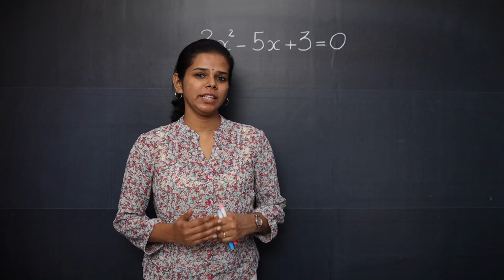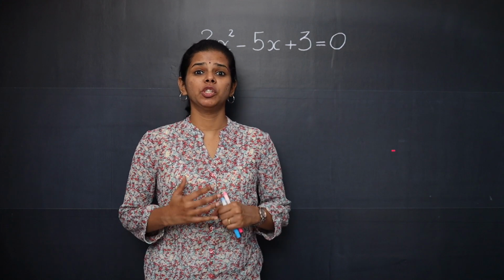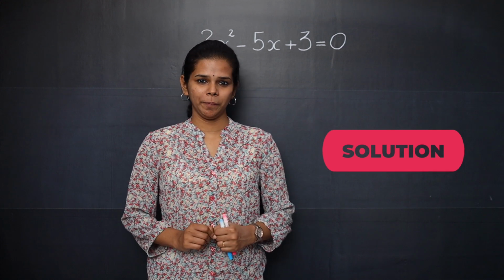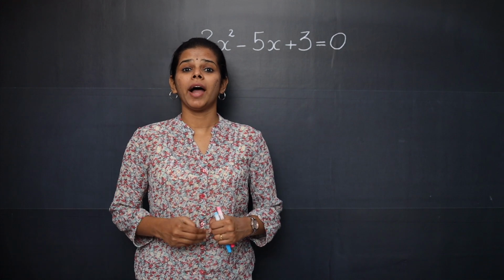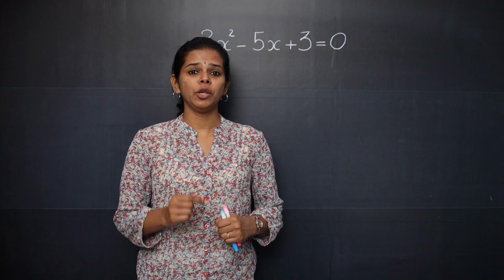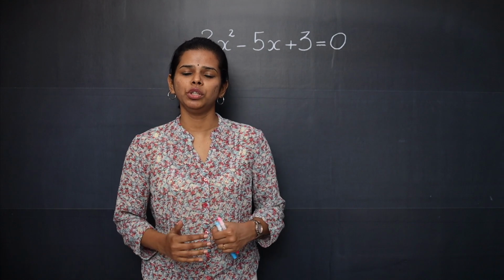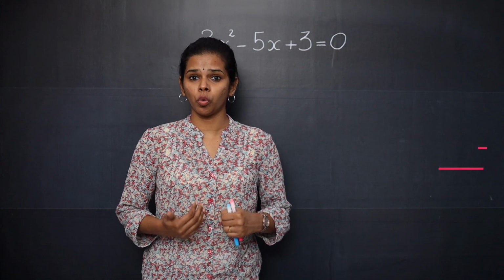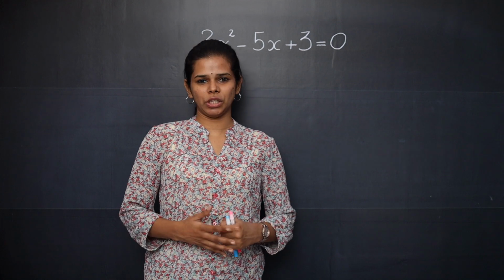Before we move on to the first example, let us see some terms. What do you mean by the solution of a quadratic equation? That is the value of the variable. Here you have the variable x. So what do you mean by the value of a variable or the value of x? Whatever the value of x is that satisfies the equation, it is called the solution of that quadratic equation. There are other terms like roots, poles, and you can name it as solutions also.